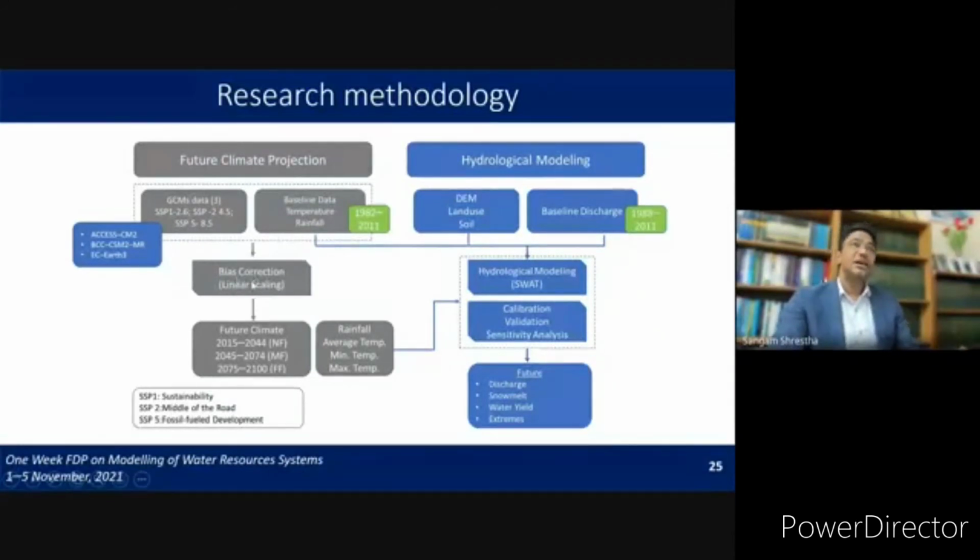In this case, we have used the linear scaling approach of the bias correction to generate the future climate data into the 3 future periods. One is called the near future, the second one is called the mid future, and the third one is called the far future. And these time periods have 30 years. So we have the data of rainfall, average temperature, maximum temperature, and minimum temperature at daily resolution.